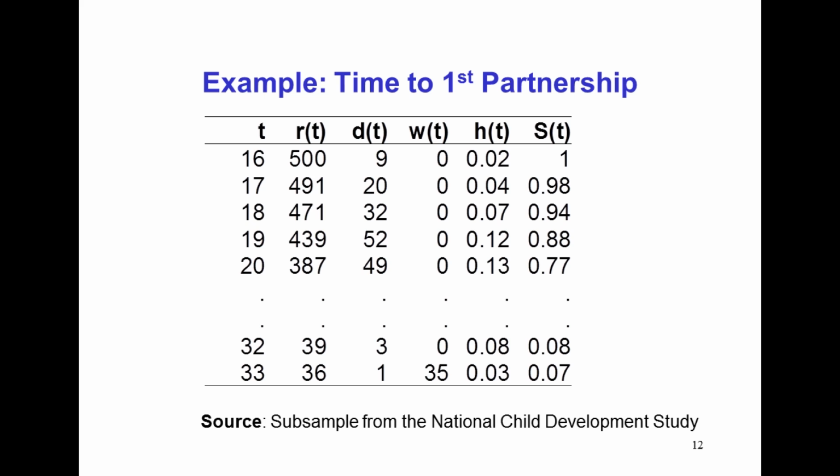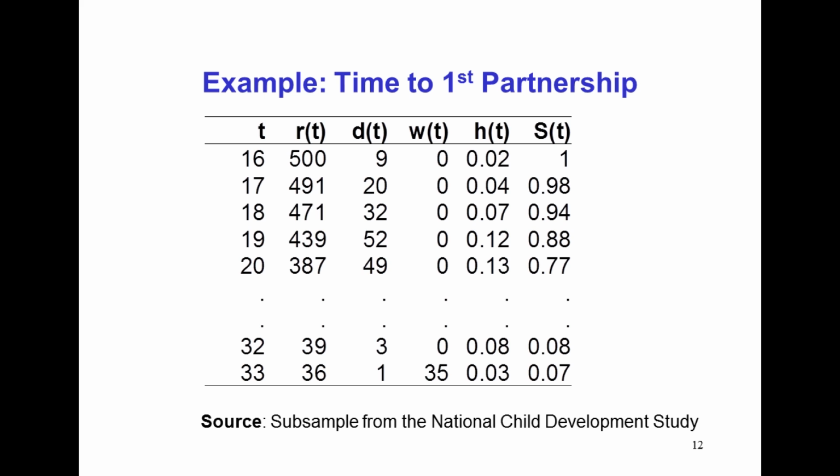What I've got here is just a subsample of 500 men and women. We're looking at their risk of forming a first partnership, going from age 16, which we take as the starting point, up to 33, because 33 is the age when they were all interviewed. For each of these years, we've used yearly intervals. We can look at how their chance of forming a first partnership changes with their age. That's the time variable here.